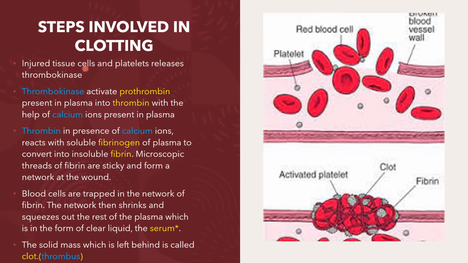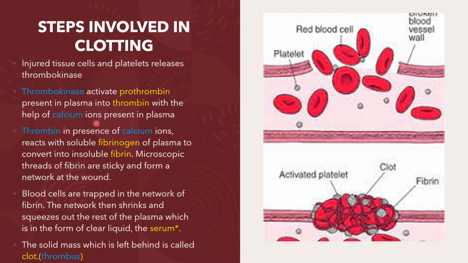What is thrombokinase? Thrombokinase is an enzyme produced by platelets. At the time of injury, platelets release this enzyme, called thrombokinase. Thrombokinase helps to activate prothrombin into thrombin with the help of calcium ions.